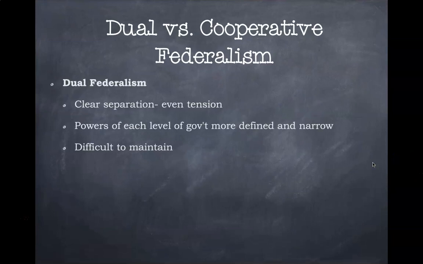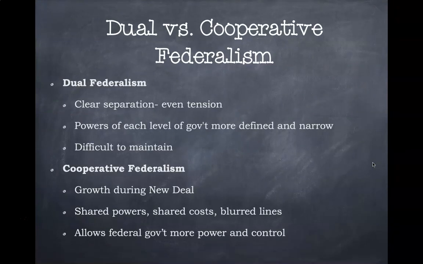So, next we discuss dual versus cooperative federalism. I don't think that I could put this in your notes, but we'll just cover it briefly. Dual federalism, we know what dual is, it's separate. It's late, guys. So, dual federalism is clear separation or an even tension. Powers of each level of government are more defined and narrow. It's also difficult to maintain.